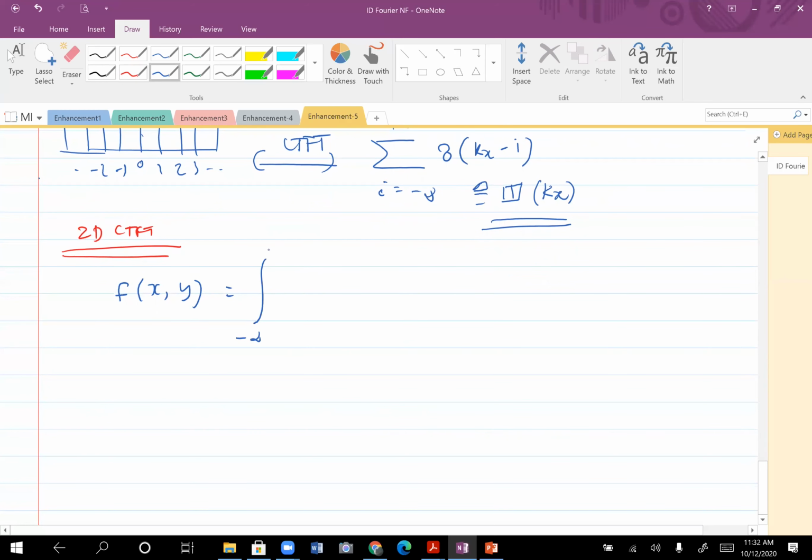Integral over kx varying from minus infinity to plus infinity, ky from minus infinity to plus infinity. What should I have inside? Capital F of kx comma ky multiplied with exponential of j 2 pi times kx x plus ky y, integrated with respect to dkx dky. Very good. Right.